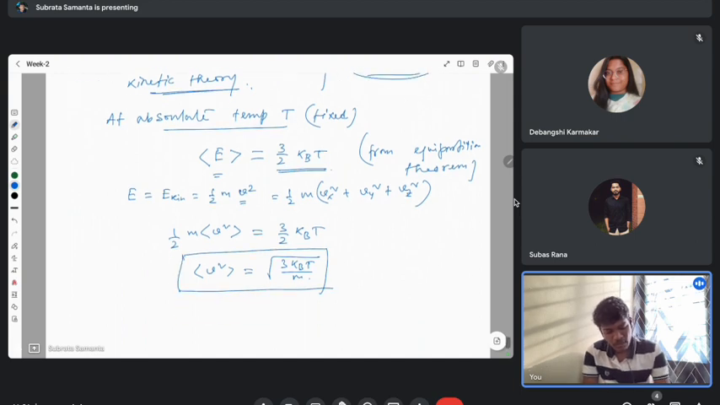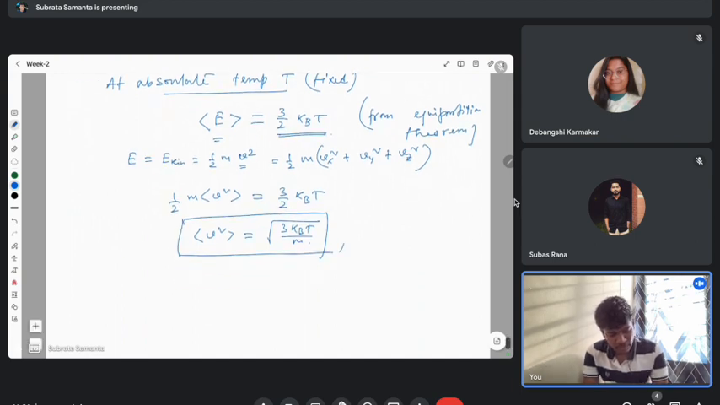Okay, so if you calculate the v average from Maxwell-Boltzmann distributions, you get something like 8 kBT by pi m. But we will not write this because we are not considering any distributions. Just the equipartition theorem. So what is this value? This just gives v square average is 3 kBT by m. So root of v square average is root of 3 kBT by m.